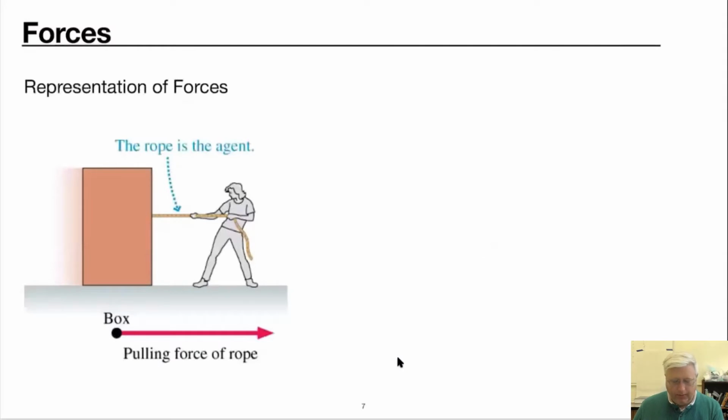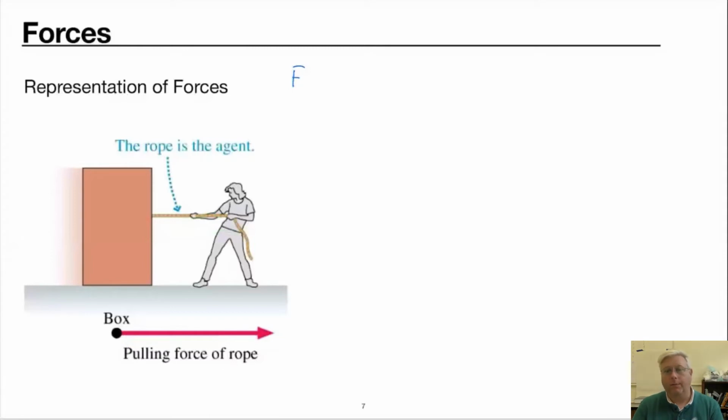Okay, so how do we represent forces? Well, we said the symbol for it is the capital F. But since it's a vector, we can also represent it with an arrow. So for instance, here we have a person pulling on a box with a rope. And so the rope is the agent, since the person is not actually touching the box. She's pulling the box with the rope. And since she's pulling it to the right, we have a force arrow to the right.